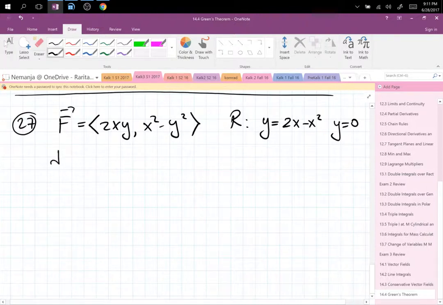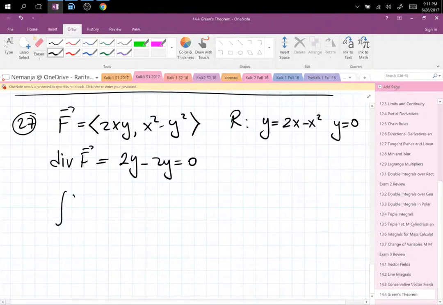So the first order of business is to compute the divergence of F, and that's going to be 2y minus 2y, equals 0. The double integral of 0 dA is equal to 0, and we're done.